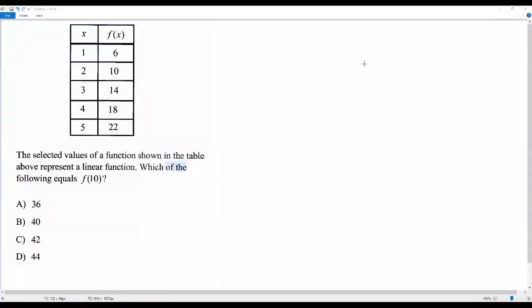Here we have a SAT math question on linear functions. Okay, let's go over the question. Here we have a table of values for x and f of x. The selected values of a function shown in the table above represent a linear function. Which of the following equals f of 10?